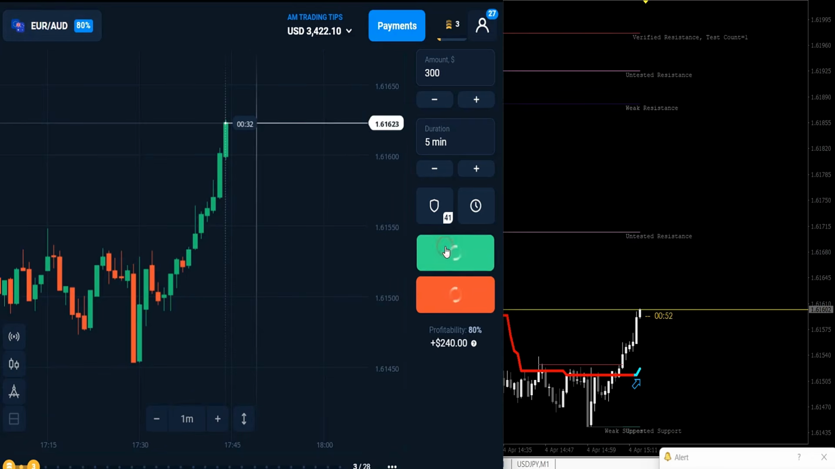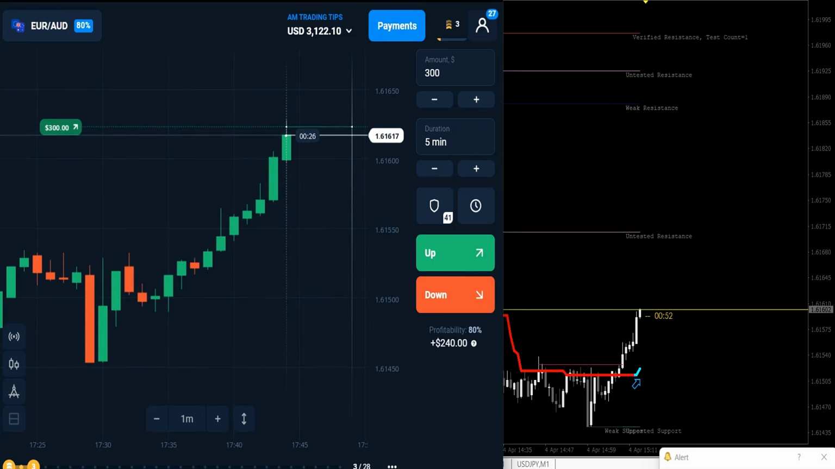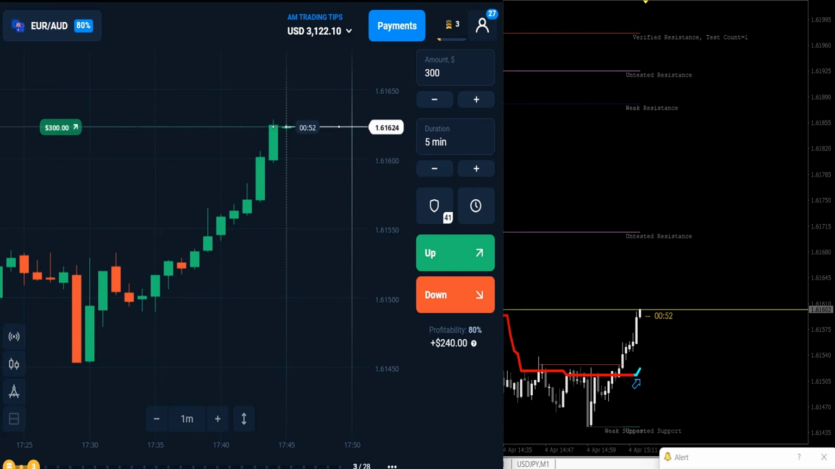First, look at the setup on the right side of the screen. We aren't just guessing here. The indicator printed a clear blue-up arrow, signaling a trend reversal. But here is the key detail that most traders miss. Look closely at where that arrow appeared. It formed right at a support level. This tells me that the sellers are exhausted and buyers are stepping in.